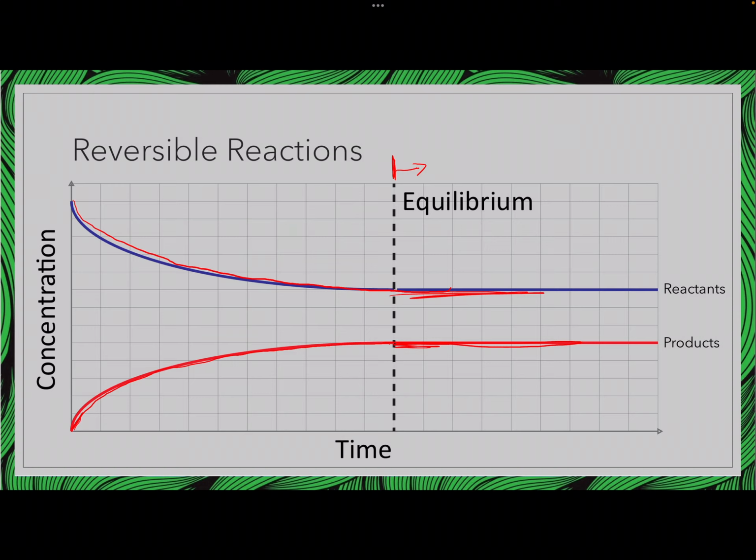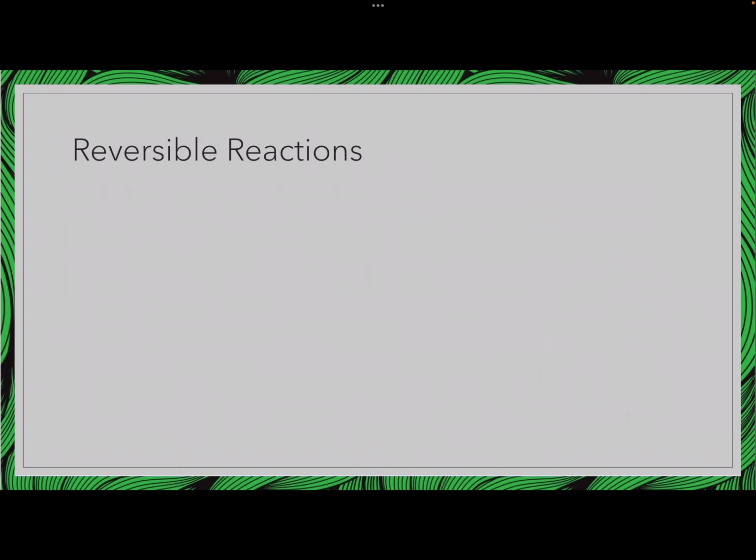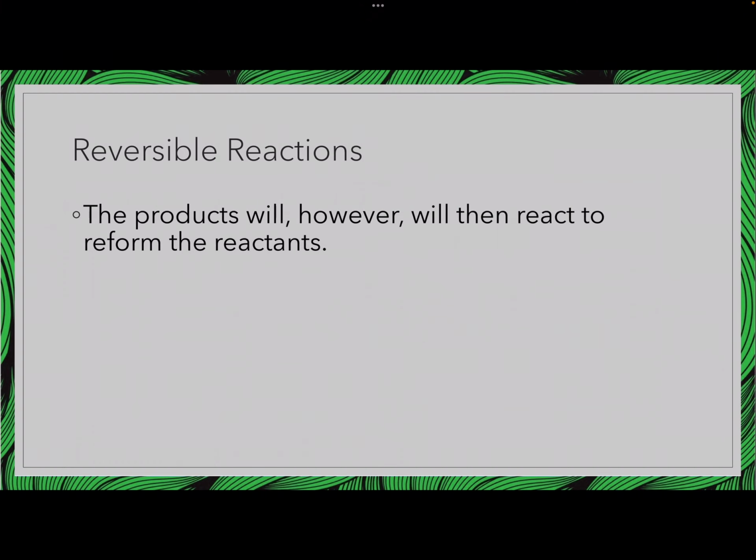Okay, so that's as far as that reaction goes. It's at equilibrium. No more reactants become products. It just stays at that concentration. Now, that's what we call a static equilibrium, where it kind of just stops.